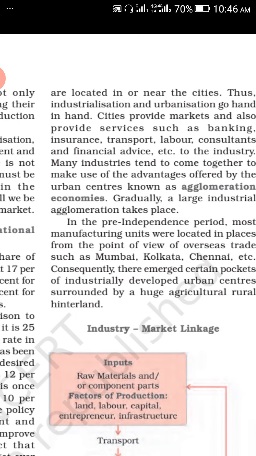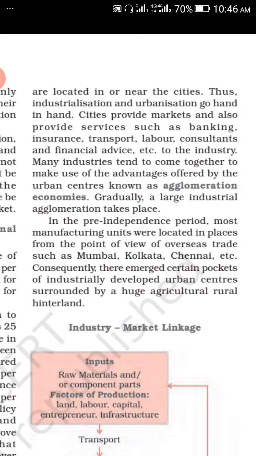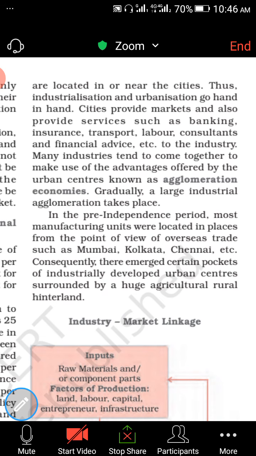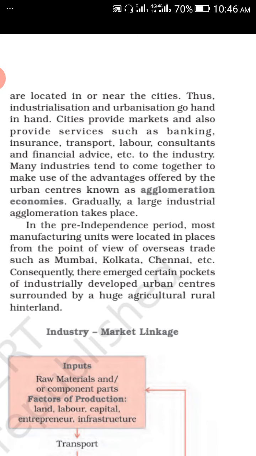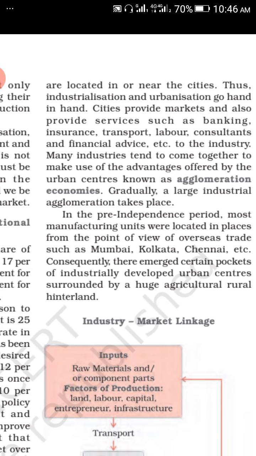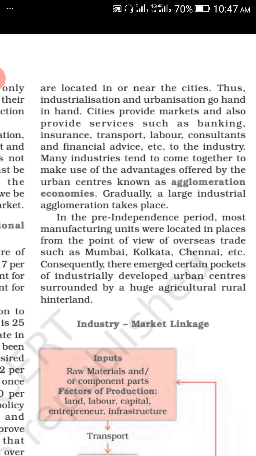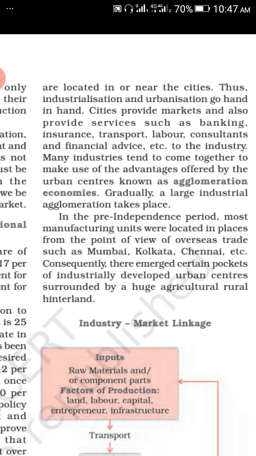So due to industry, urbanization is possible. And due to urbanization, industries are also developed. Another example is Delhi. Delhi is already an urban center, and due to this developed urban center, a larger number of industries are set up. So we can easily say that industrialization and urbanization go hand in hand. How can we say? Because of the urban center, industries can be developed. And because of the industries, the center will be developed as an urban center. So industrialization and urbanization go hand in hand. Is it clear?